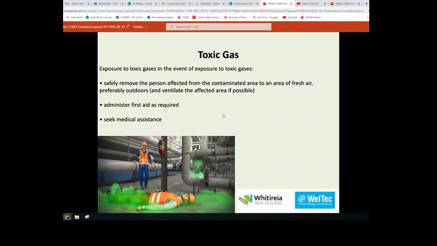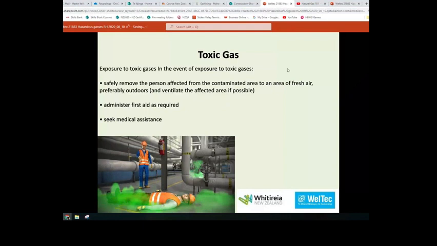If you think someone has been exposed to a toxic gas, someone's passed out, unknown reason, you've got to presume that something untoward has happened. You want to get them out of the dangerous area and get them first aid the best you can and get professional medical help. So you need to be careful about exposing yourself to the same risks and making yourself a victim as well.